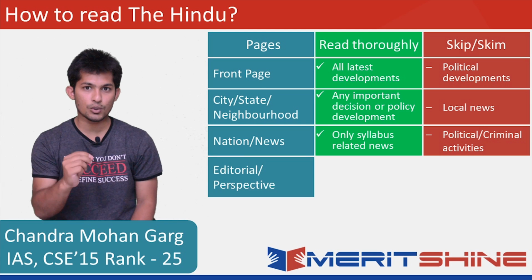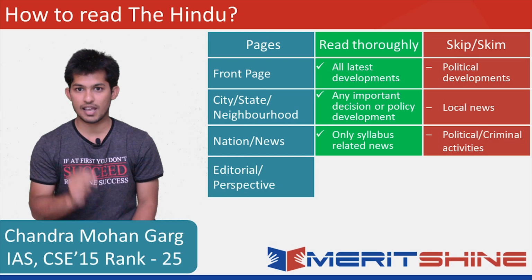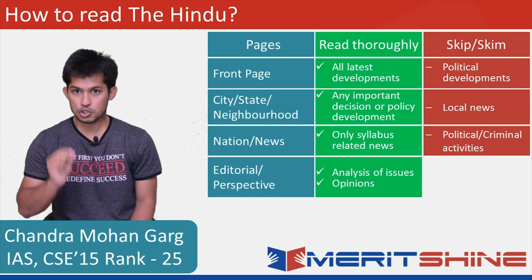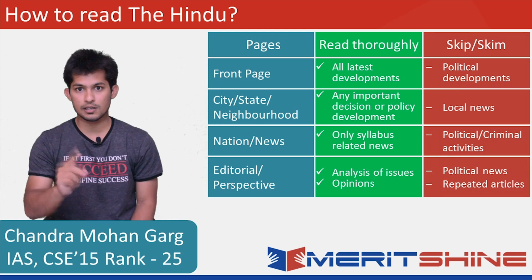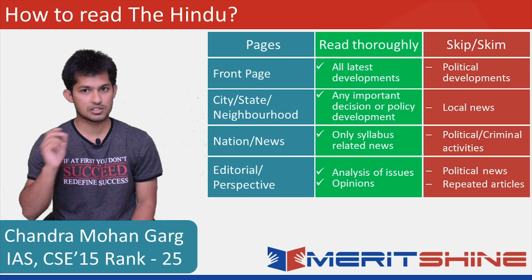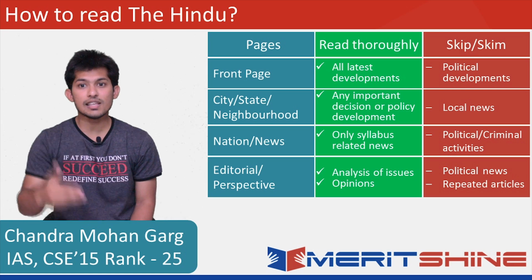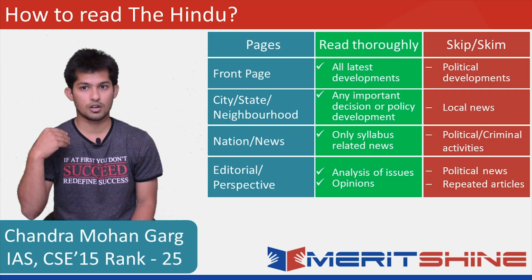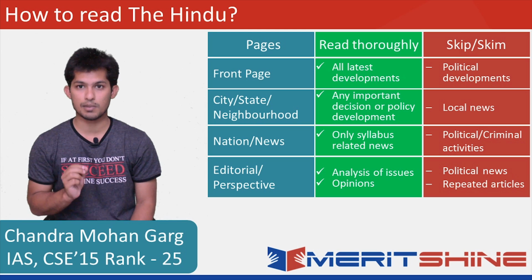Next is editorial and perspective pages. These are very important pages because they have analysis of issues and opinions on a lot of topics. So you have to read through them very thoroughly. But you can skip articles on political developments or such news. And secondly, if a particular article is repetitively coming up, say on Brexit, say on communalism or any such thing, you just don't have to read it again and again on a daily basis.